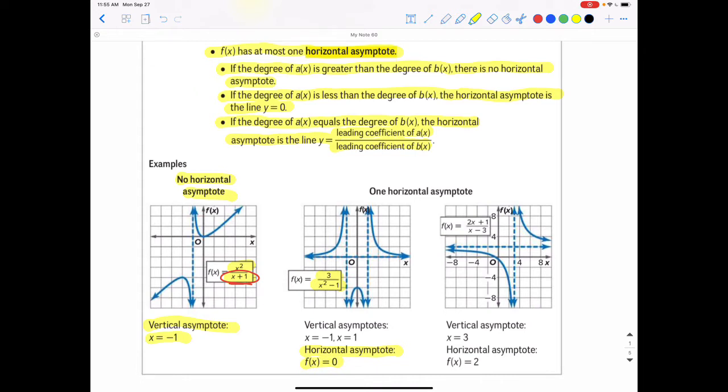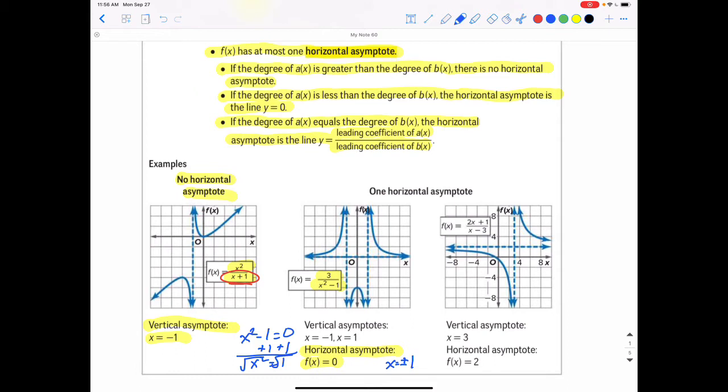This one has two vertical asymptotes because there are two values of x that would make that denominator equal to 0. If I were to set x squared minus 1 equal to 0, I could solve that by adding 1 to both sides and then square rooting. And when you square root both sides of an equation, remember that you use plus or minus. So x equals plus or minus 1, so that's why there are two asymptotes, one located at x equals 1 and one located at x equals negative 1.